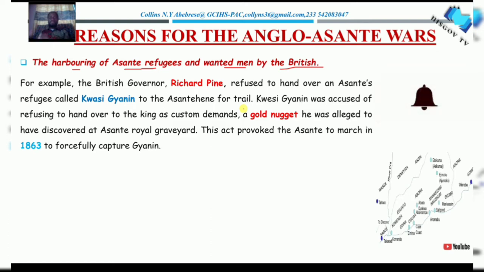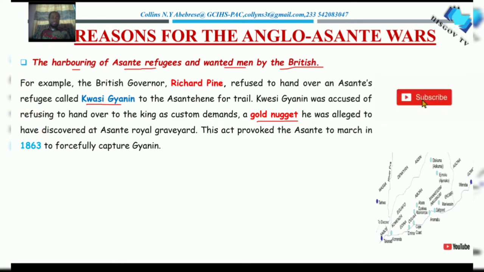And so the British, in order to return them to the Ashanti Empire for the proper punishment to be meted out to them, what the British do is that they decide to keep them, harbor them, and prevent Ashanti from having access to them. And one example that happened was with a certain man known as Kosijani. Kosijani was accused of refusing to hand over a gold nugget that he had allegedly discovered in the Ashanti graveyard.